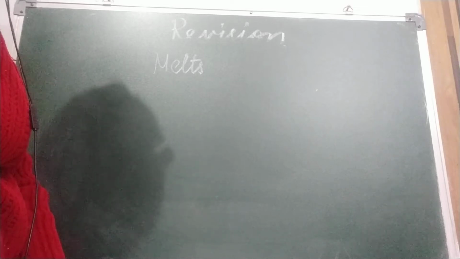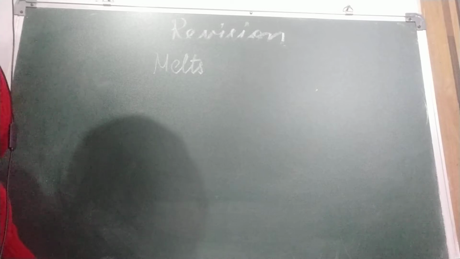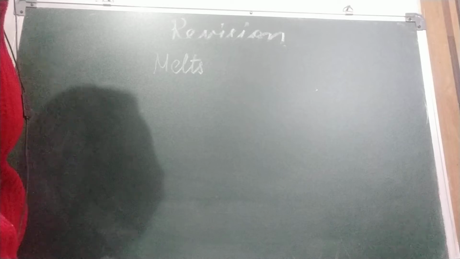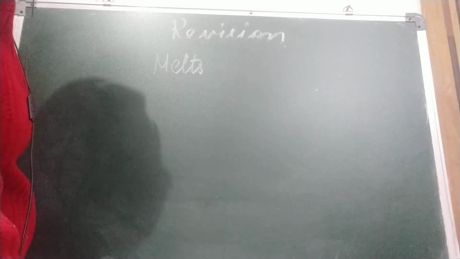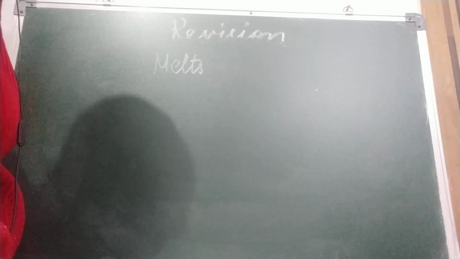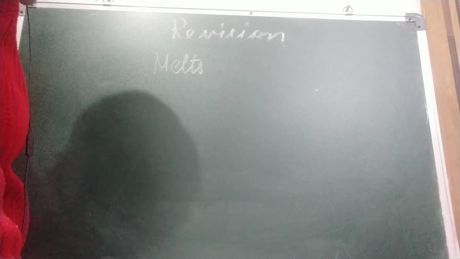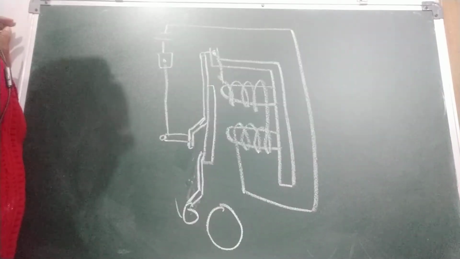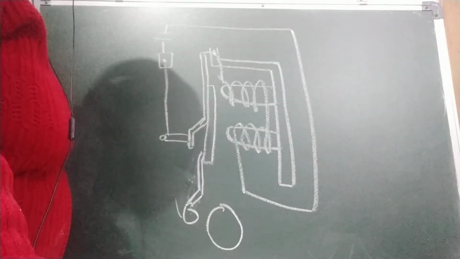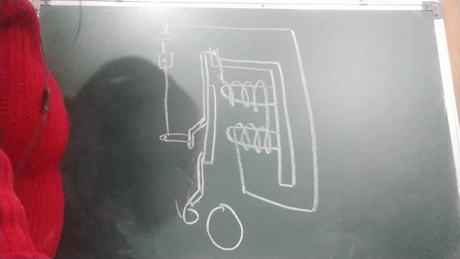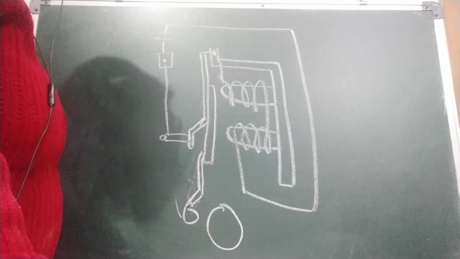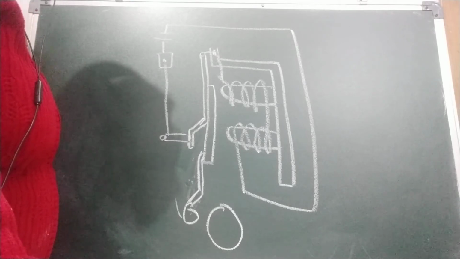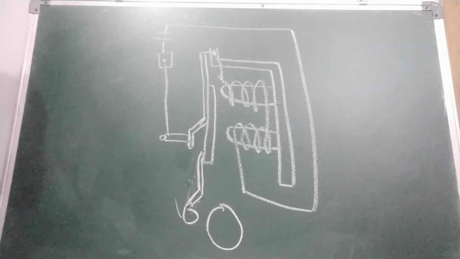Now we are going to discuss magnetic effect. Children, when current passes through the wire, it develops a magnetic field around it. This is called... Now children, we are going to discuss magnetic effect of electric current. As we know, when the current is passing through any conductor, it creates a magnetic field around it. This is called magnetic effect of electric current.